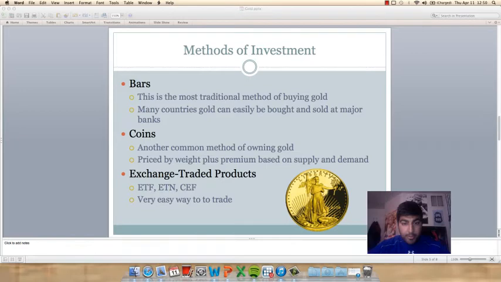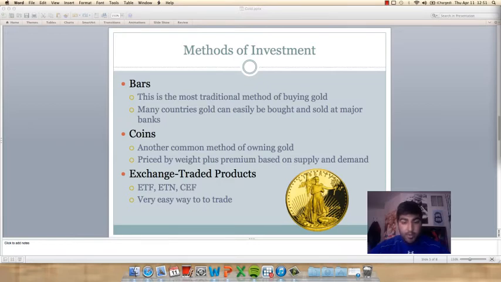appearance of gold bars. The next method of buying gold is investing in gold coins. Coins are priced by their weight and have an additional premium determined by supply and demand of gold. The gold coin that many of you would be familiar with is the American Gold Eagle, which has been minted since 1986 and is depicted in the lower right-hand corner.